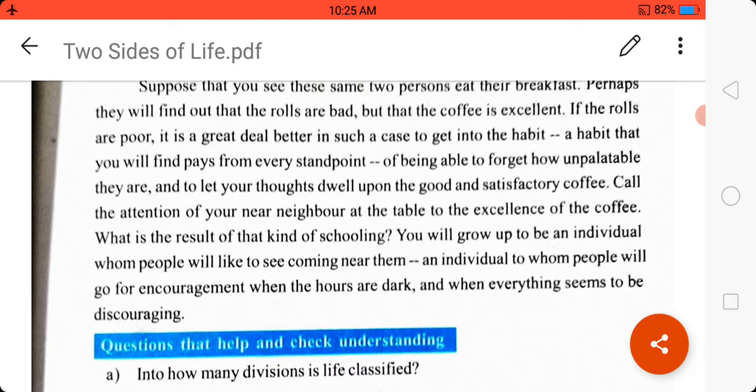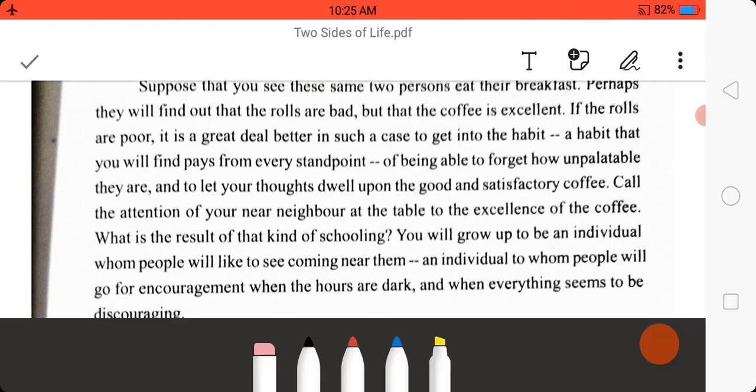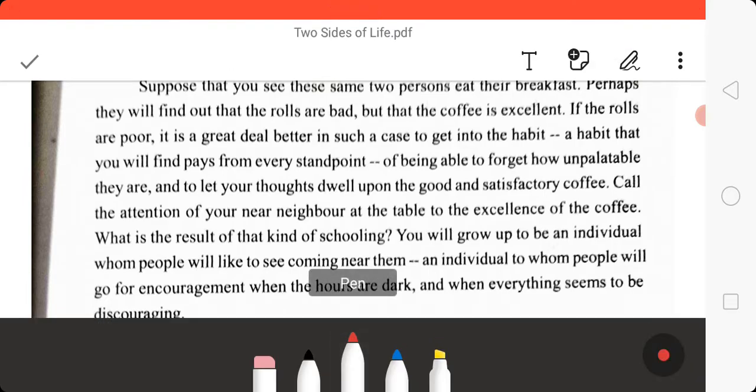how unpalatable they are. So what is the meaning of unpalatable here? Here, the meaning of unpalatable is not tasting good. So if it does not taste good, we should not accept it. It is hard to accept. It is not tasting good. Unpalatable they are, and to let your thoughts dwell upon the good and satisfactory coffee.